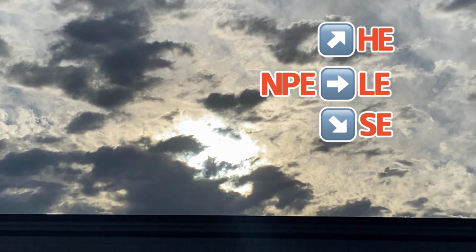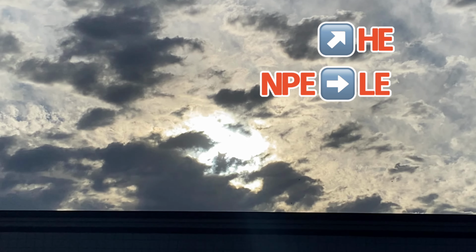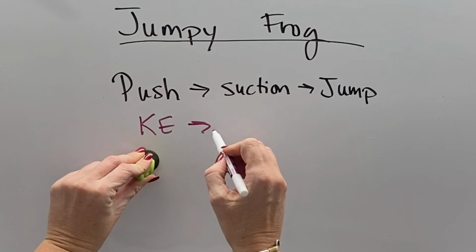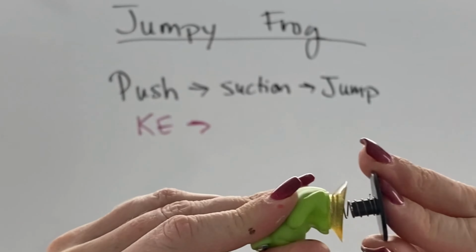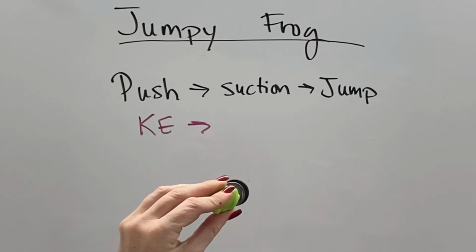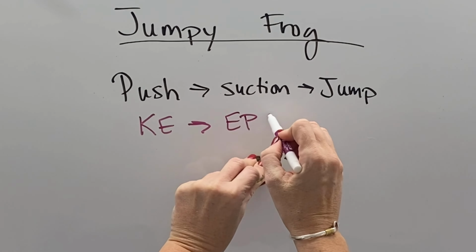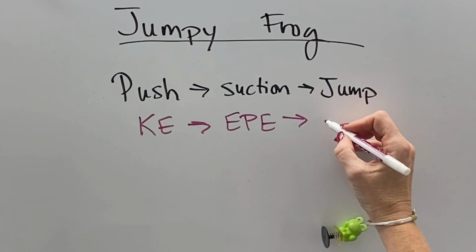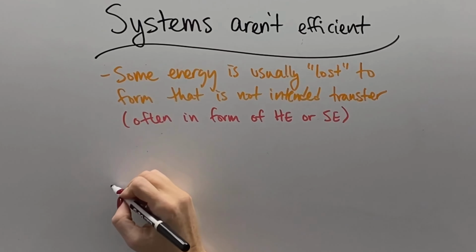In the sun, we have nuclear potential energy that makes light energy, heat energy, and sound. Jumpy frog, we push kinetic energy down. It causes a spring to load and the suction cup into elastic potential, deforming, which then jumps for kinetic energy.